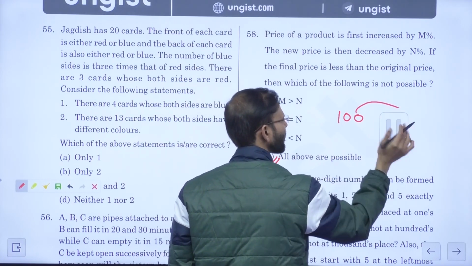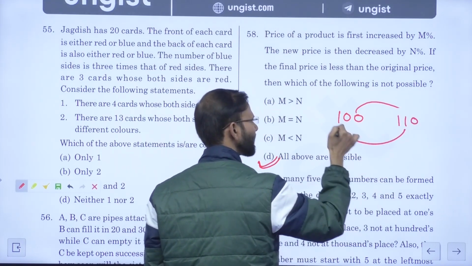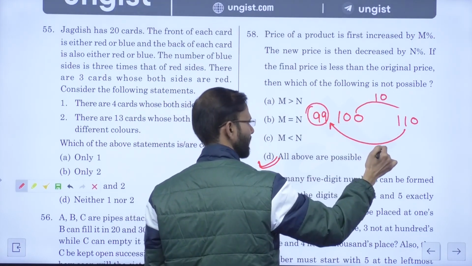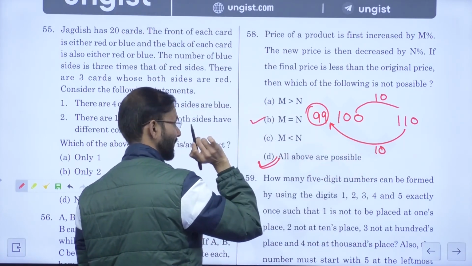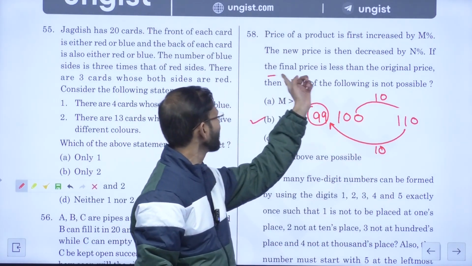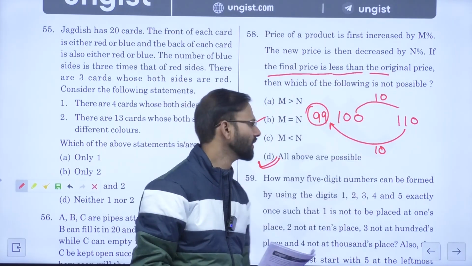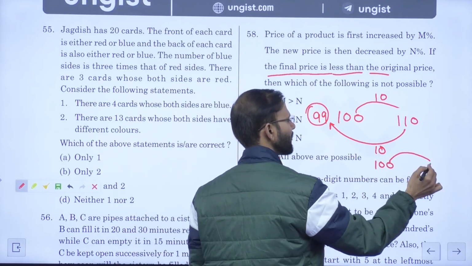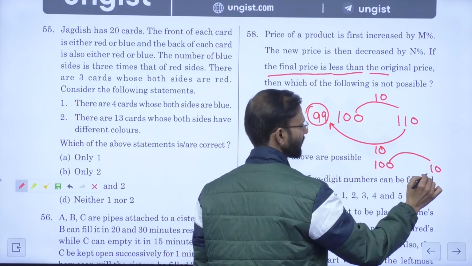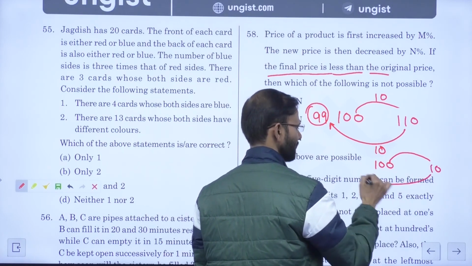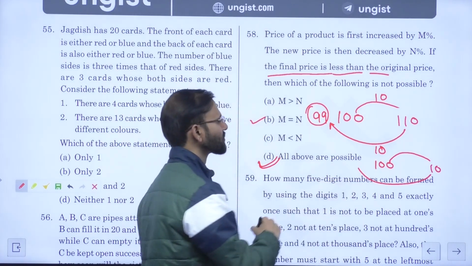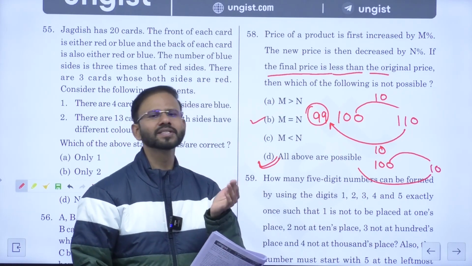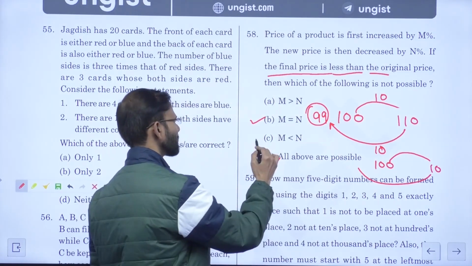Okay, 110. Now if it is decreased by 10%, it will become 99. So m is 10, n is also 10, right? So here m is equal to n, because the question is saying if the final price is less than the original price, correct? Now let's say 100 is increased by 10, but decreased by 12, then obviously you will get less than 100. So here n is greater than m, or you can say m is less than n, right? So this value is also possible.